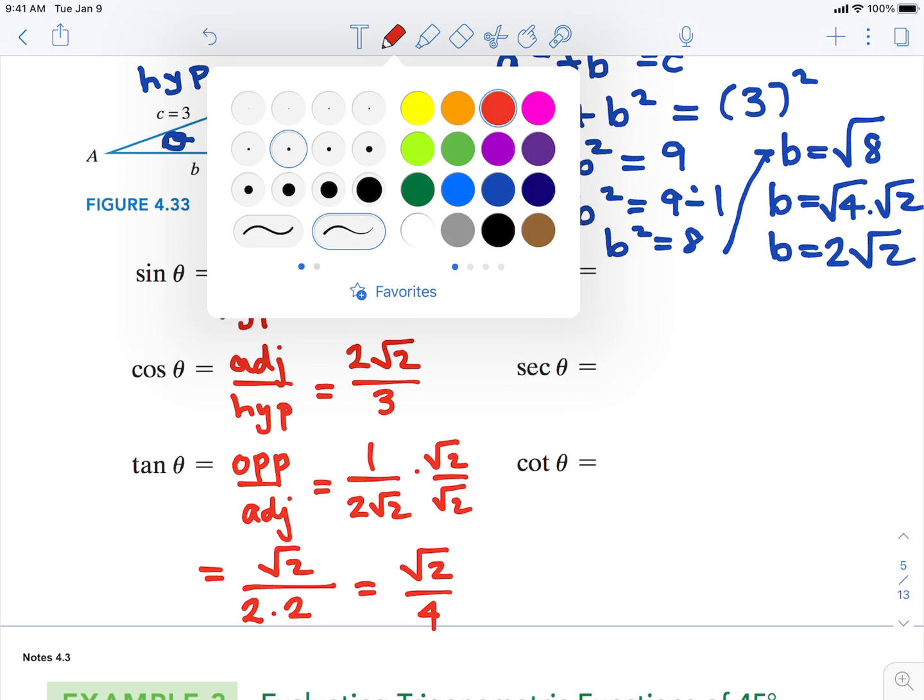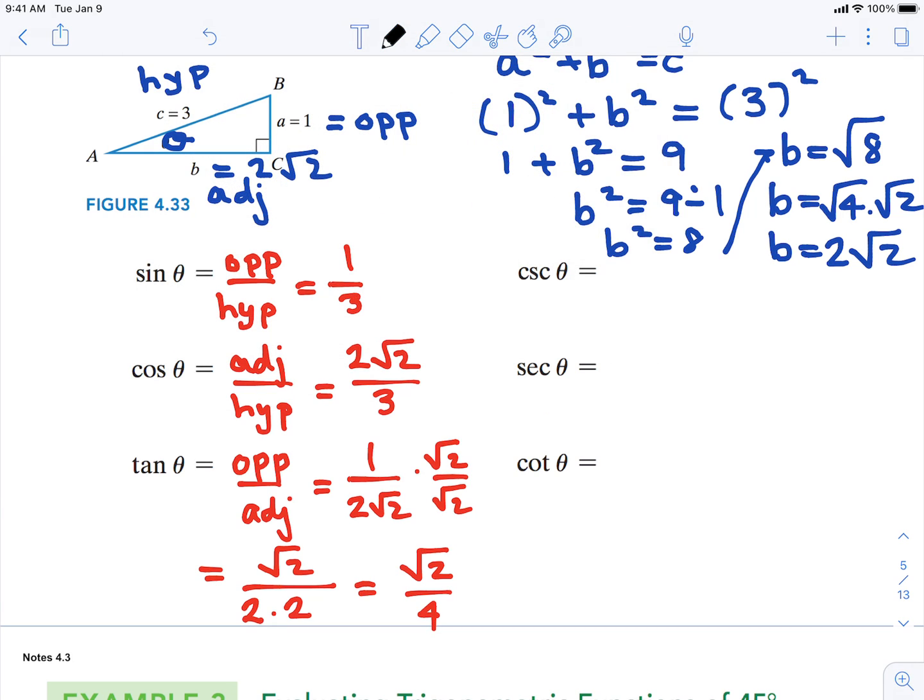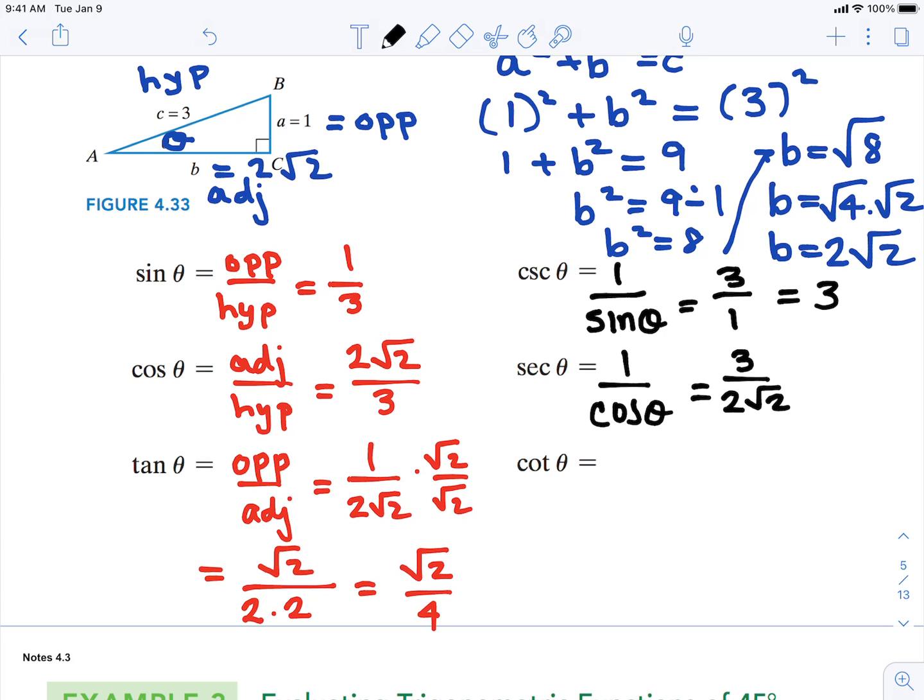My suggestion is to just now use your inverses. So the inverse of the sine function is the cosecant. So we're going to reciprocate that, 3 over 1, and then simplify it. The secant is your reciprocal for your cosine. So that would be 3 over 2 square roots of 2. We do need to rationalize it. And then multiply across. Square root of 2 times square root of 2 is 2. So our final answer then is 3 square roots of 2 over 4.